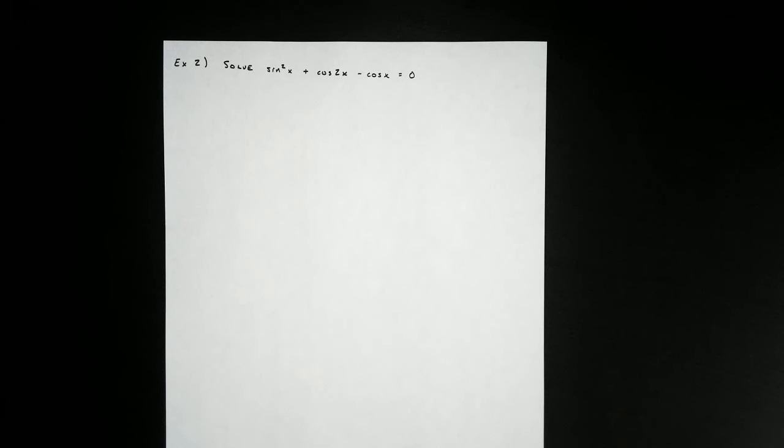Looking at this equation, I see a sine squared of x. My first instinct would be, well, maybe I can factor this. However, we don't have any other sines anywhere in here. We have a mix of sines, we have a mix of cosines. So I want to do a little bit of rewriting. This is a good candidate to use our identities.